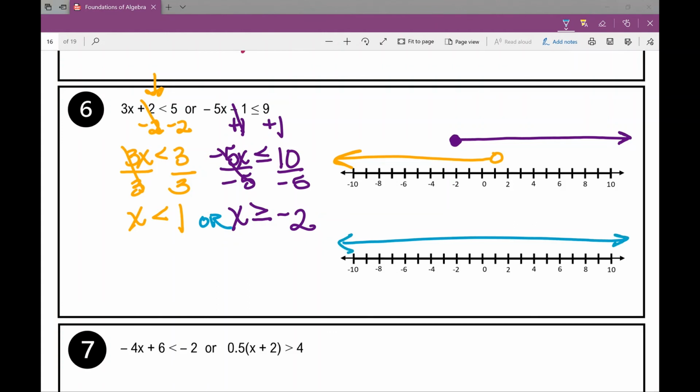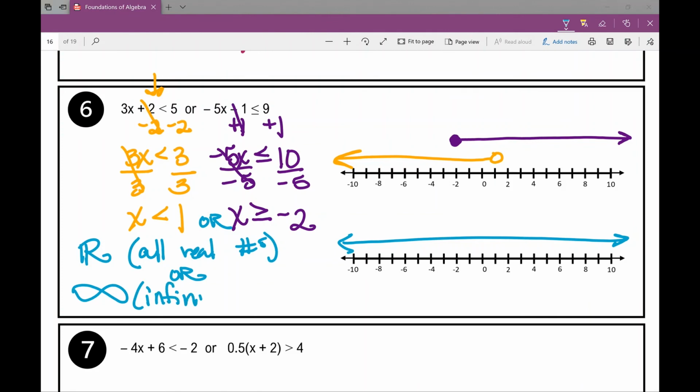Your solution could be less than 1, but it could also be greater than or equal to negative 2. So your solution is actually all real numbers. That's that fancy symbol. It means all real numbers. You could also write it like this, your infinity symbol. That means infinitely many solutions. Because there are infinitely many solutions in this type of situation.